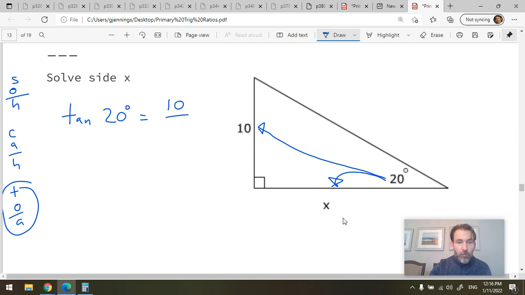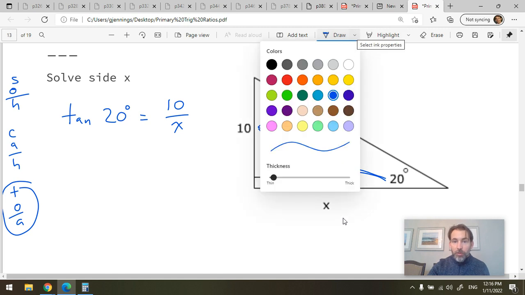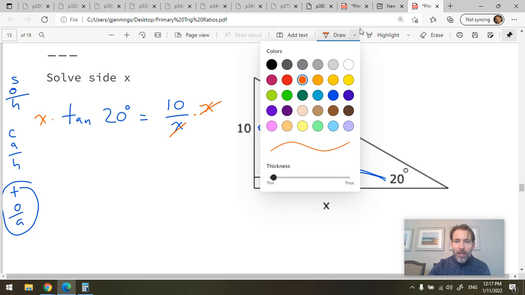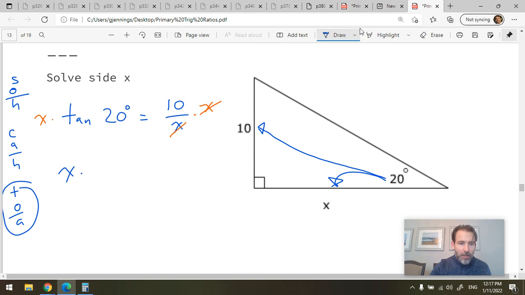10 over x. Now I use the same type of thing. You can think of it as cross-multiplying. Actually, cross-multiplying is exactly what we're doing, if this was over 1, right? Then you could cross-multiply. But I don't think of it as cross-multiplying. Here, multiply both sides by x. That will move x to the top of the equation instead of having it on the bottom where it's annoying. And this cancels this. So then I have a new line, and I could write it in either order. X times tan 20 degrees is equal to 10. Okay, now divide both sides by tan 20.